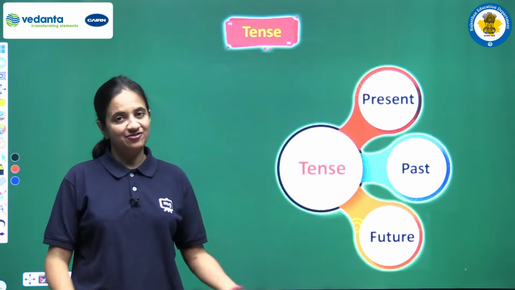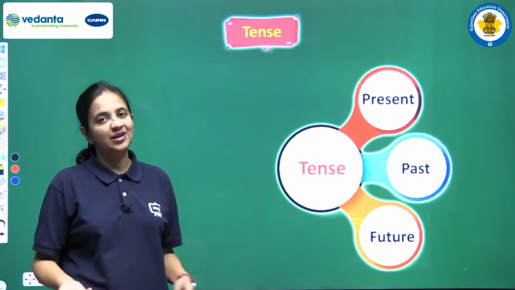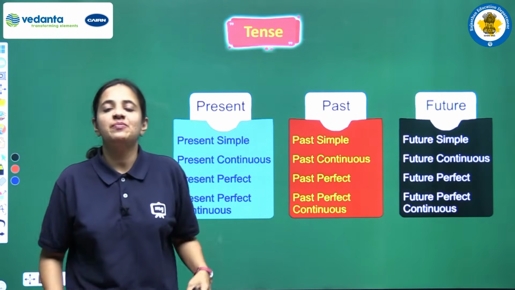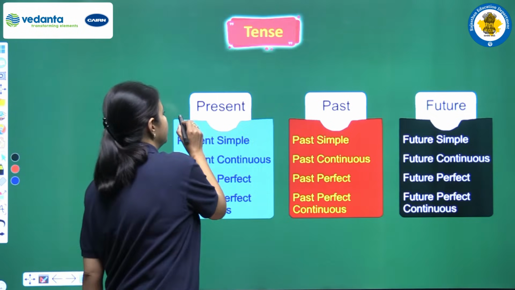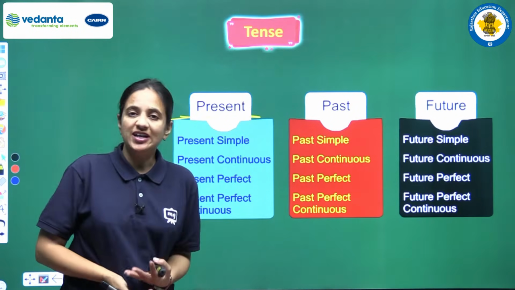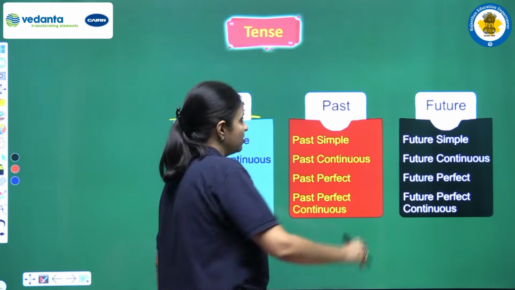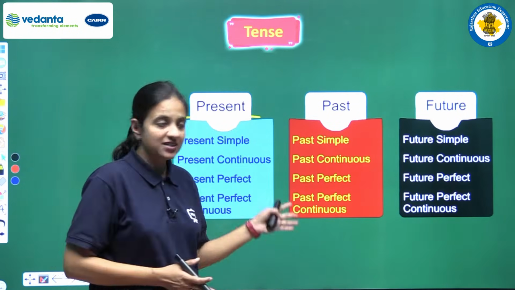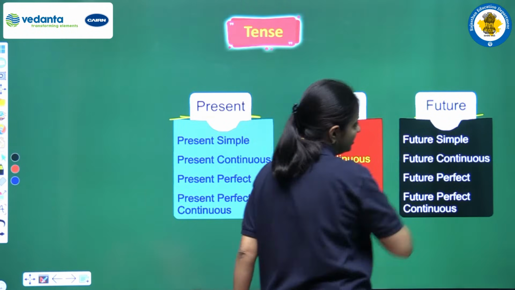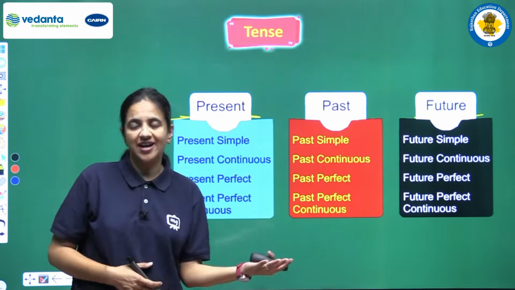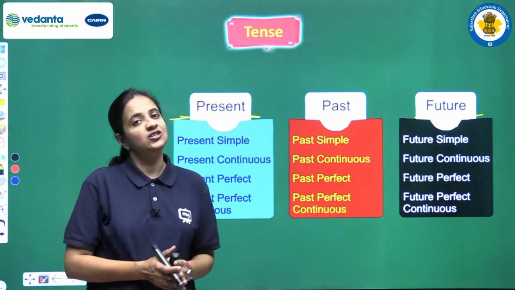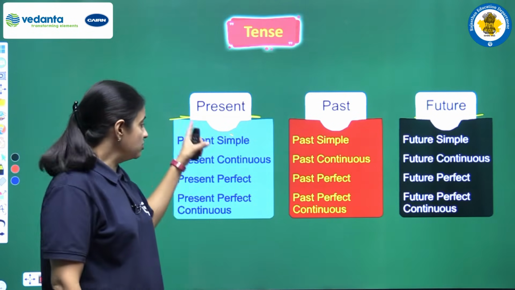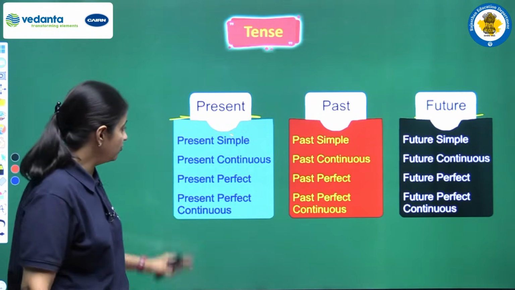So let's see the different examples of the tenses, the different names of the tenses. Students, we have basically three major tenses that are dependent on the time. If we are talking about the present time, the time that is going on, that is known as present tense. If we are talking about the past time, the time that was there before, that is known as past. And if we are talking about the time that will be there after some time, this is known as the future tense. So basically we have present, past and future tense, but these tenses also have some categories. So let's see all of these categories.